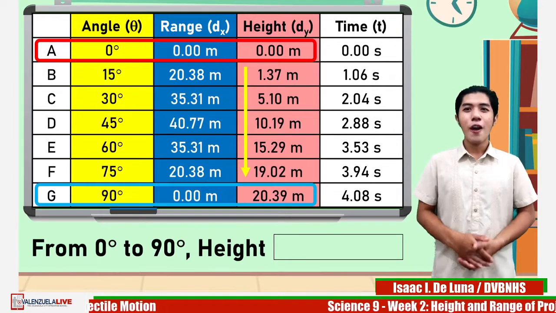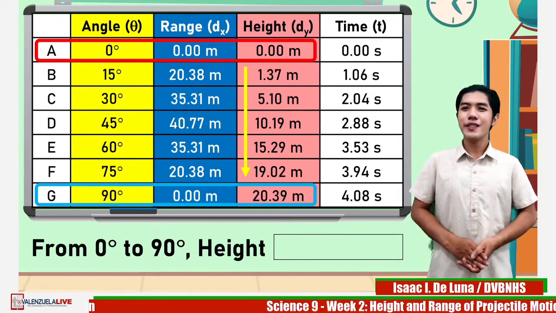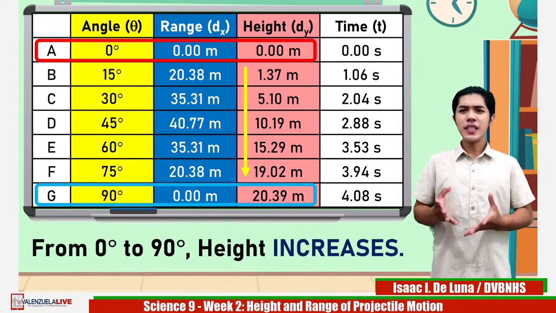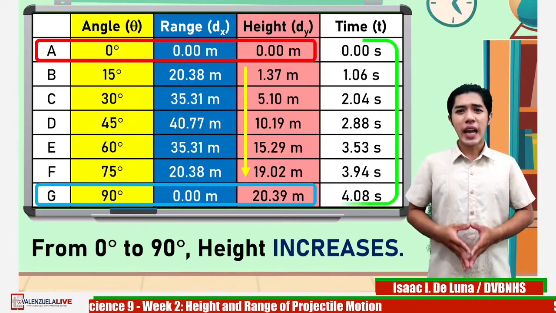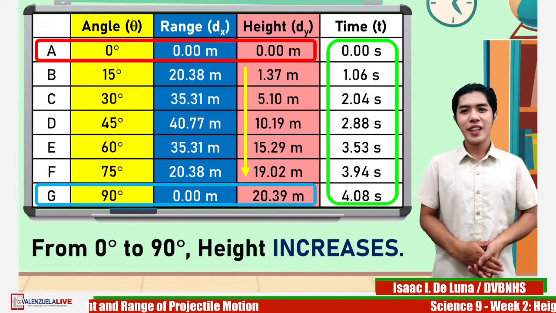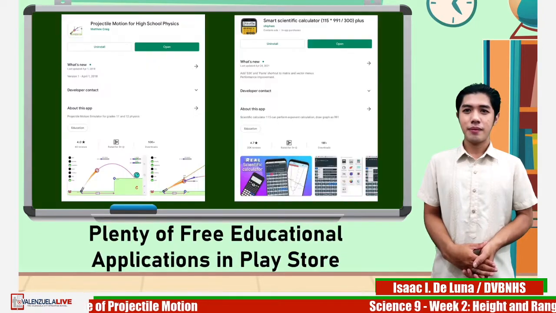Time's up. Very good. From 0 degrees to 90 degrees, height increases. And this idea is also supported with the time the projectile stays up in the air. The longer their time, the higher they can reach.